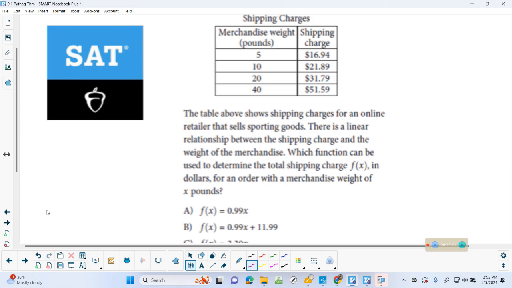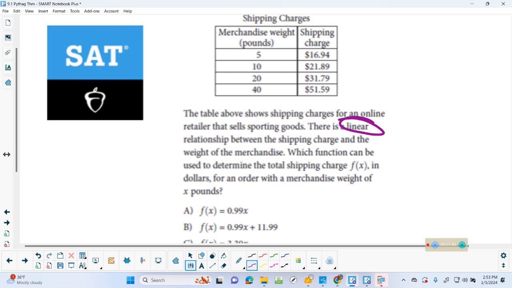So the table above shows the shipping charges for an online retailer selling sporting goods. That's great. Nobody cares. Keyword, there's a linear relationship between the shipping charge and the weight of the merchandise. We've written equations of lines. We're great at lines. We know lines. Which function can be used to determine the shipping charge, f of x, in dollars, per order, for merchandise weight of x pounds? Okay. Way back to chapter 3.